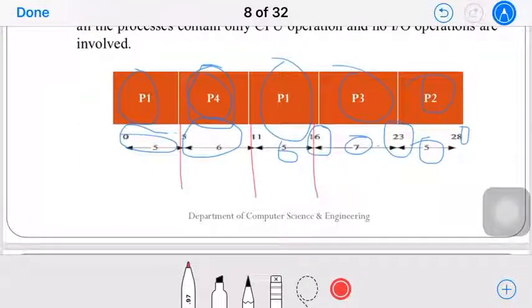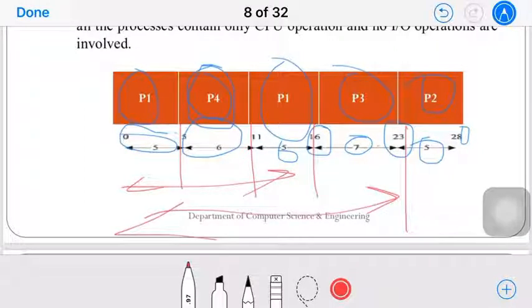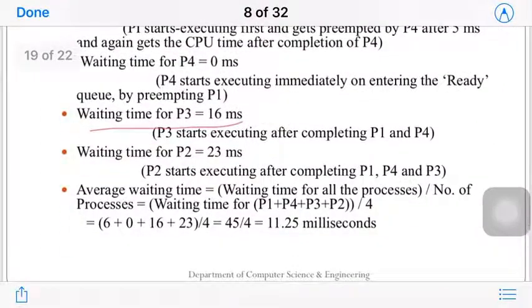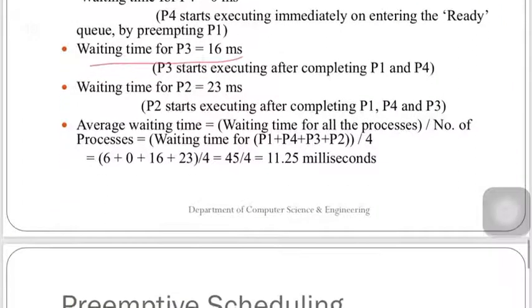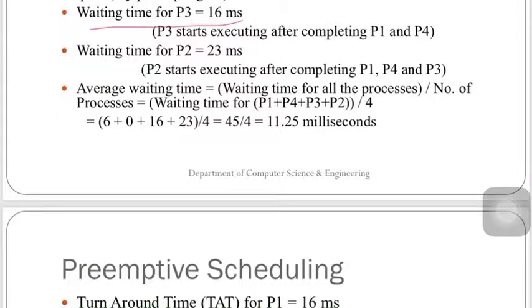How much time has it waited totally? 16 milliseconds. Then it got a chance, right? The same way, P2 has waited this much time period. So how much? 23. You can observe it here. P3 got 16, P2 got 23. For the average, we add all of them and divide by 4. So we got the average waiting time.